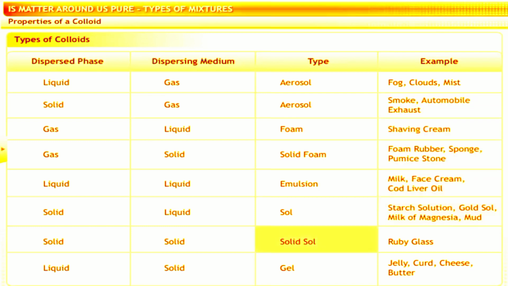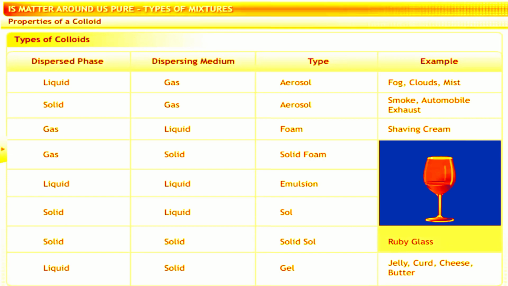A solid sol is a colloid in which both the dispersed phase and the dispersing medium are solids. Ruby glass is a solid sol in which gold is dispersed in glass.